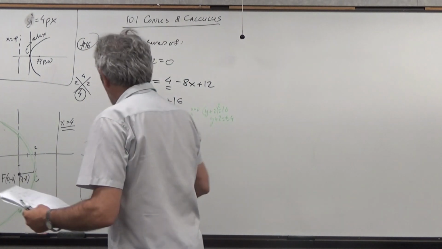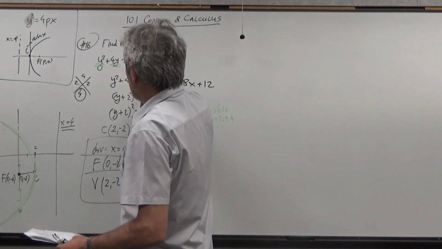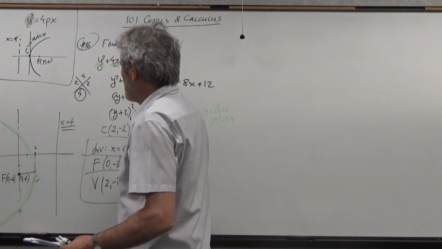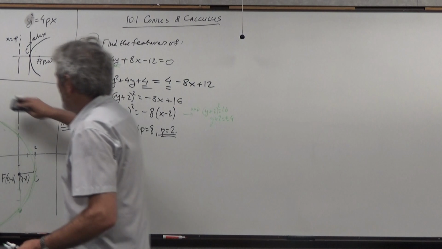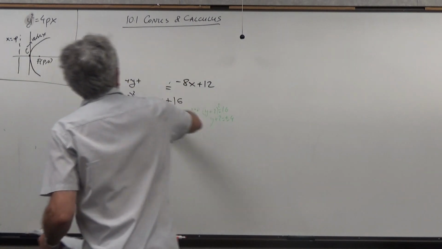All right. Here is the problem that goes in the other direction. In this one, they gave us the equation and they wanted the features. Now we'll go the other way around. We'll have the features and then we'll get the equation. So what would that be?